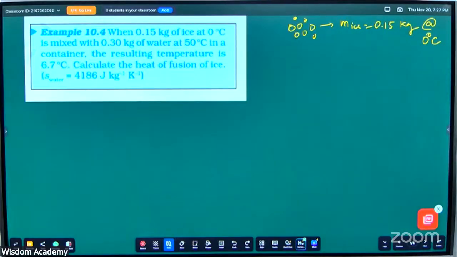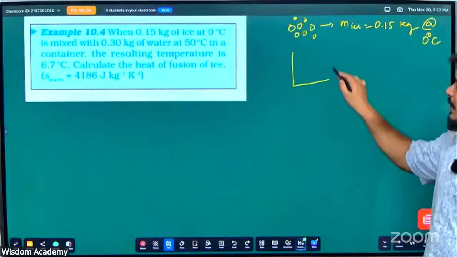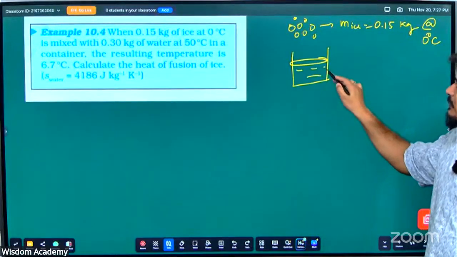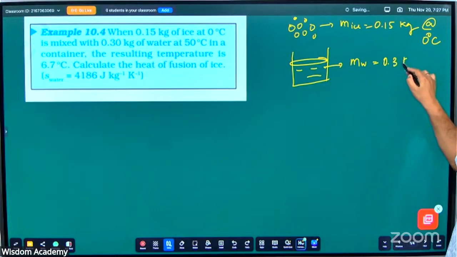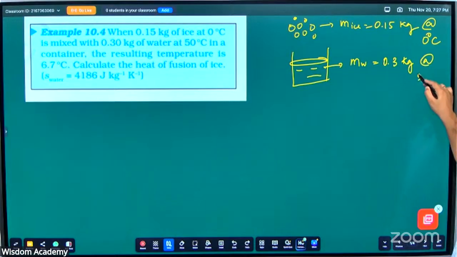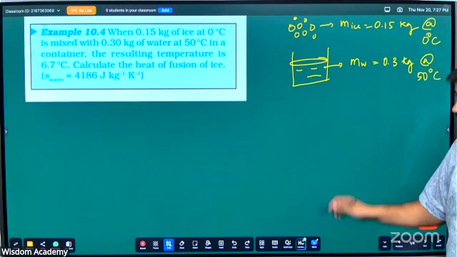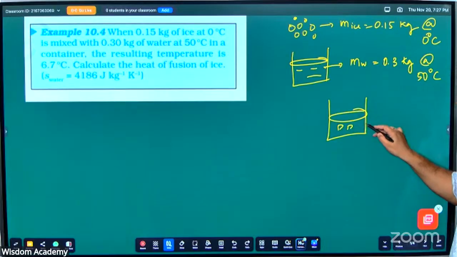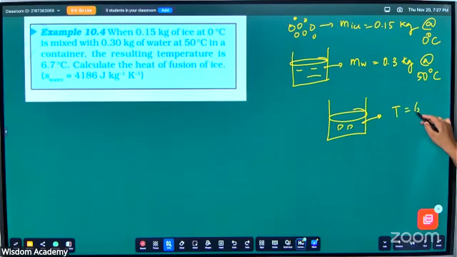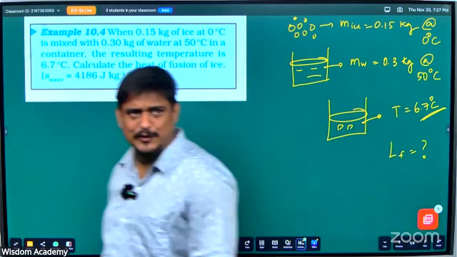And it is mixed with what? With water. And how much is the water? The mass of water is given as 0.3 kg. And at what temperature is it? At 50 degrees Celsius. They told that when I am mixing the ice with water, the resulting temperature became 6.7 degrees Celsius. What are they asking you to find? The latent heat of fusion of the ice. Is the question clear first?